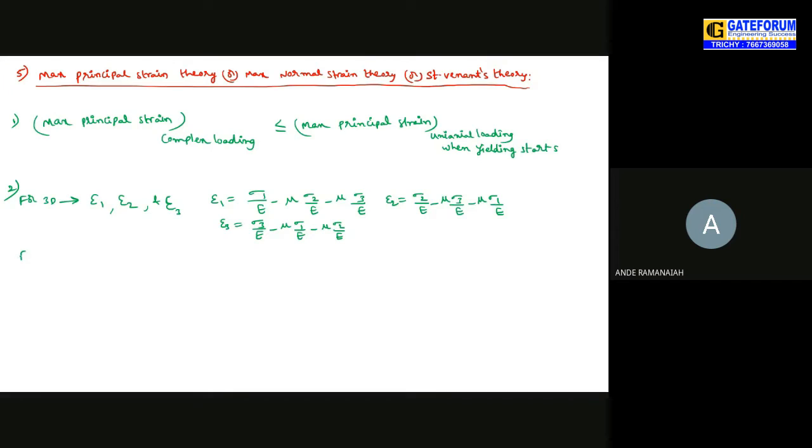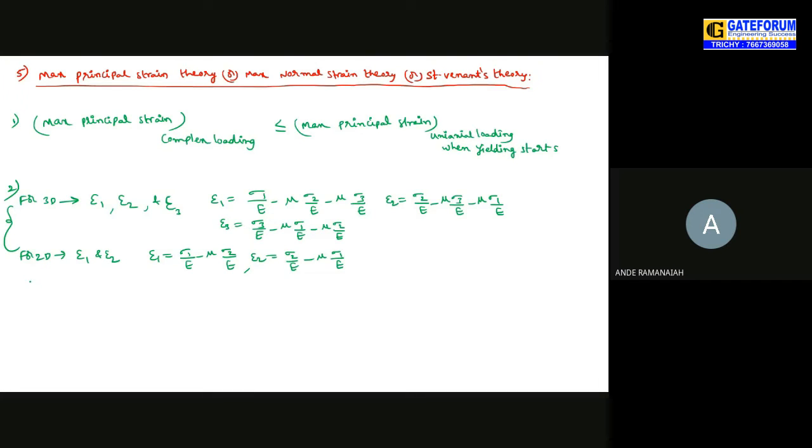Similarly, for 2 dimensions we'll have 2 strains, epsilon 1 and epsilon 2. Epsilon 1 is sigma 1 by E minus mu into sigma 2 by E, and epsilon 2 will be equal to sigma 2 by E minus mu into sigma 1 by E. So these are the left hand side terms. Now we'll go to the right hand side term.